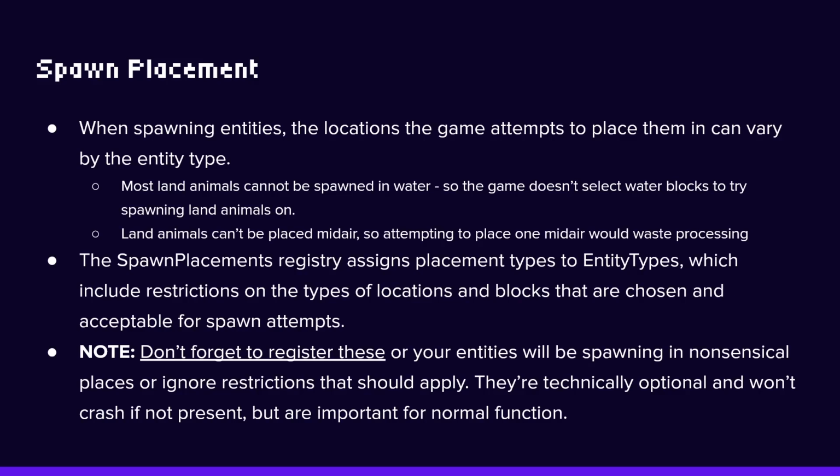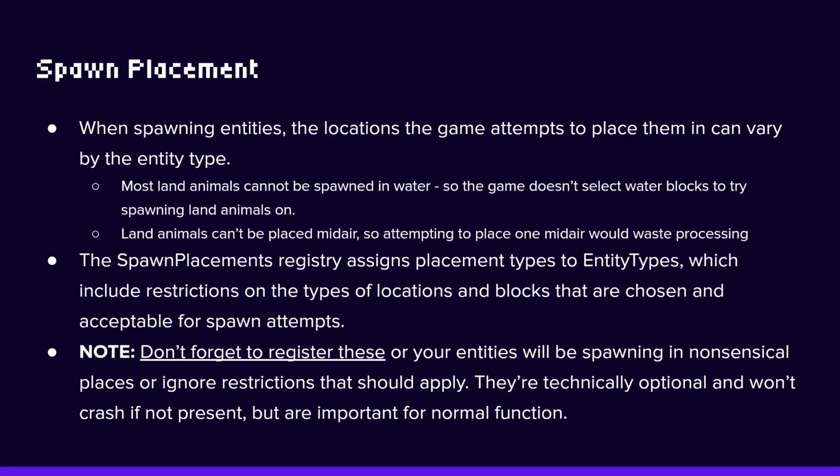So you have the spawn placements registry, and that assigns placement types to entity types, not biomes. So it's associated with the entity itself rather than a biome. And it includes any restrictions on the locations or blocks that are chosen and acceptable for spawn attempts. Notably spawn attempts, not spawn actually occurring. So everything in spawning is an attempt. It tries spawning things, but it has a lot of conditions. So if it fails, it just moves on.